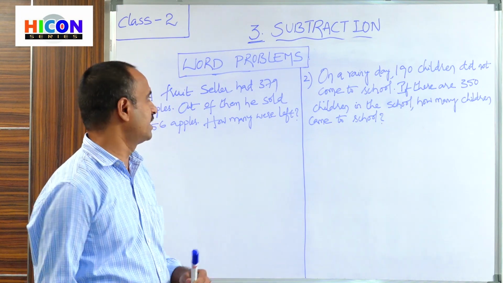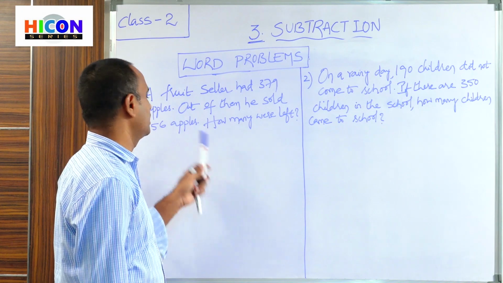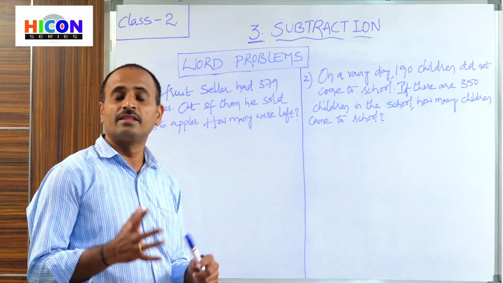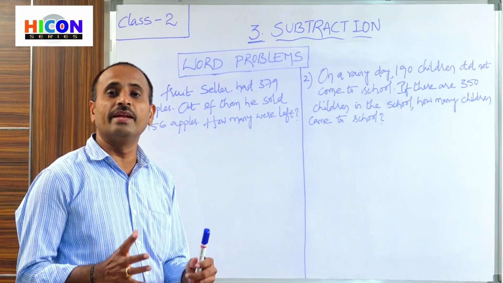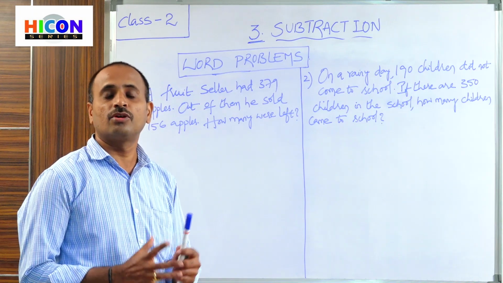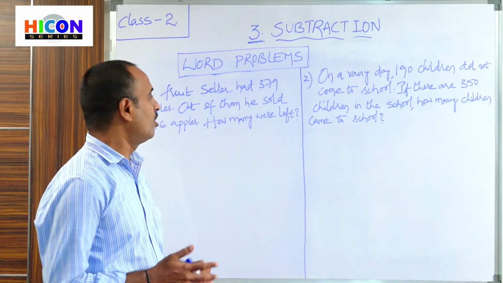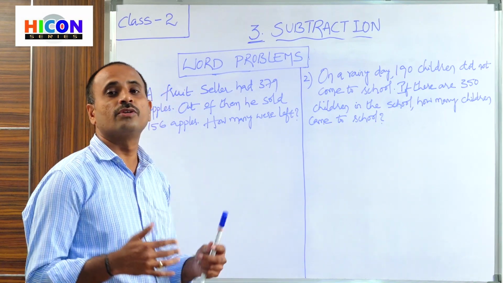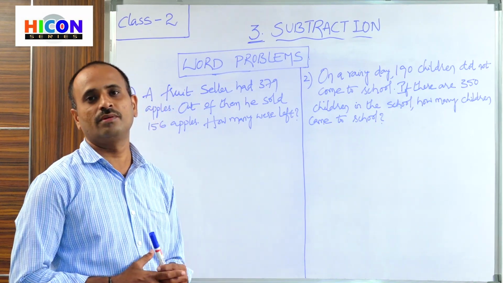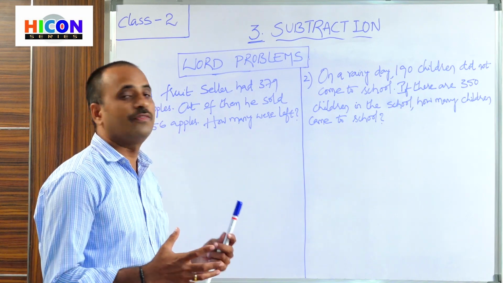So read the problem once again. A fruit seller had 379 apples. That means how many apples are there in total? 379 apples are there. And how many apples did he sell? He sold 156 apples. Now, how many apples were left here?